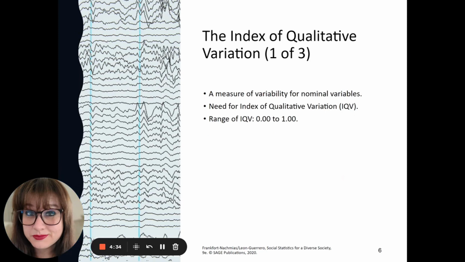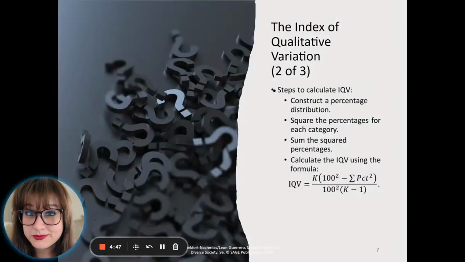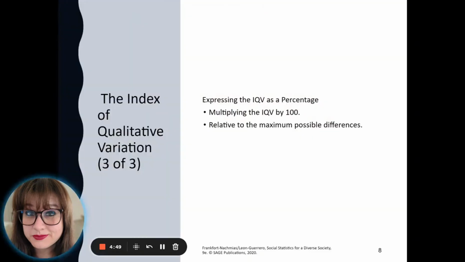Now, the range for the IQV or the index of qualitative variation is 0 to 1. And 0 meaning that there is no diversity, with 1 being super diverse. And so it is a range. You can multiply it by 100 as well.